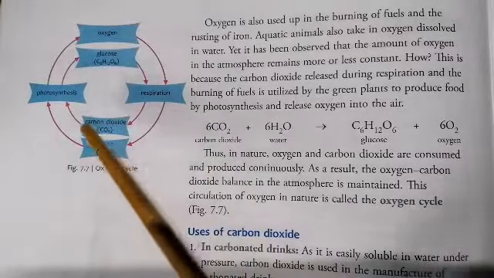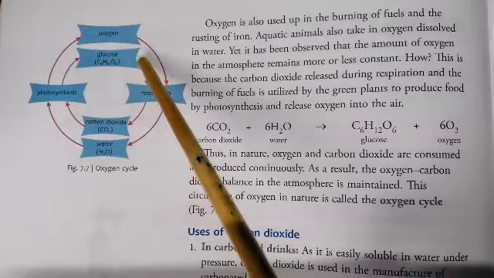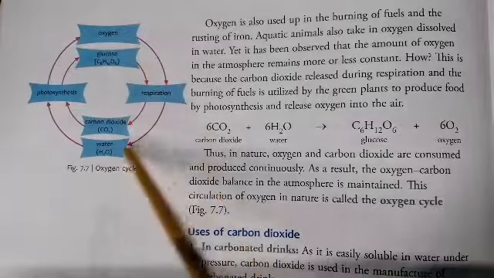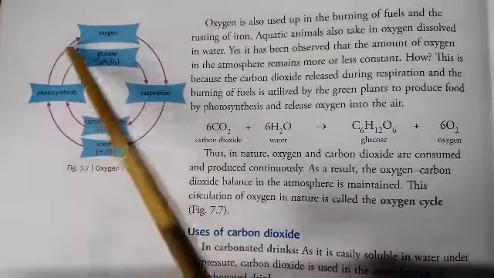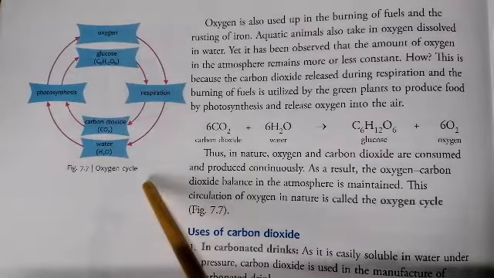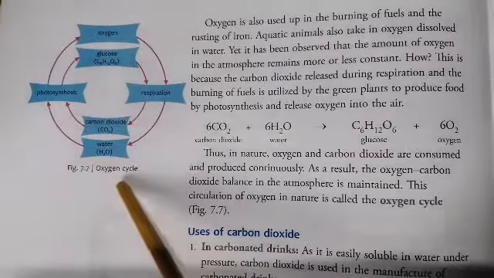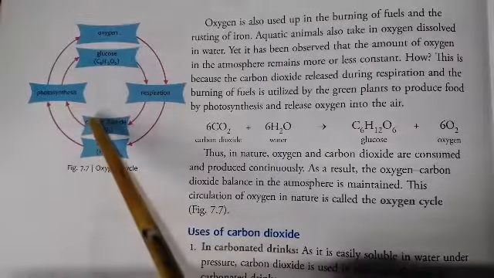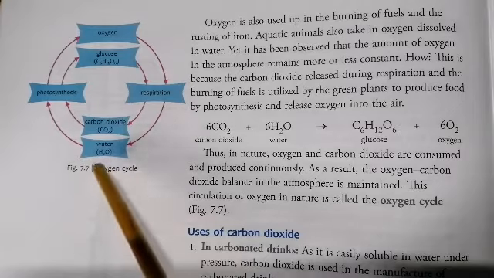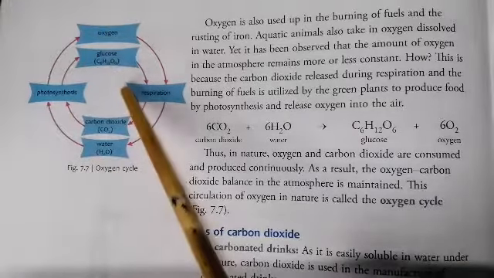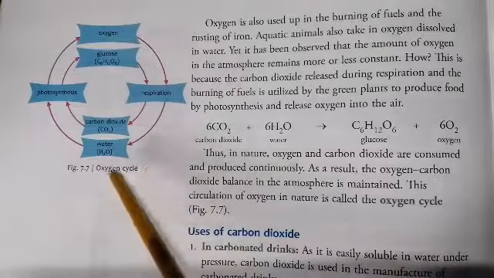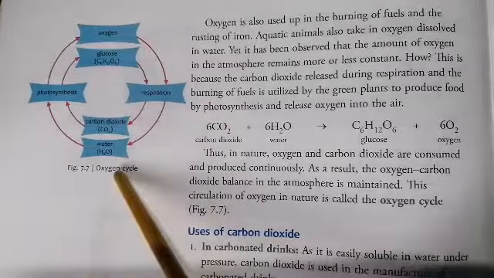So this process of how oxygen is formed in the atmosphere is a cycle which we call the oxygen cycle. Is that clear? So the circulation of oxygen in nature is called the oxygen cycle. So please learn it. Try to memorize this sketch, both the oxygen cycle as well as the nitrogen cycle.